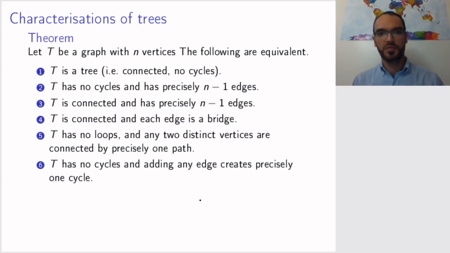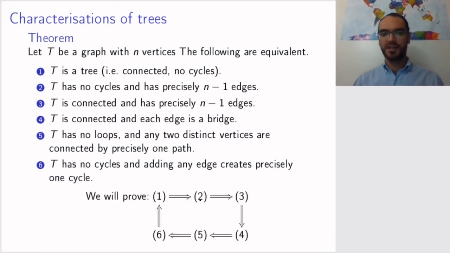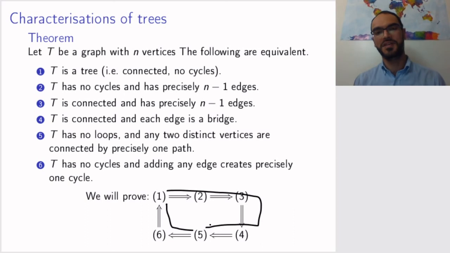Now our task is to prove this theorem. So we need to prove that each of these statements is equivalent to all the other statements. The quickest way to do it is to prove that statement number 1 implies statement number 2, implies number 3, implies number 4, implies number 5, implies number 6, implies number 1 back. You might have seen this in other courses, but this implies, for example, that 5 and 1 are equivalent because 5 implies 1 and 1 implies 5. So you prove this cycle of implications, as it were, to prove the theorem. And this is what we are going to do now.